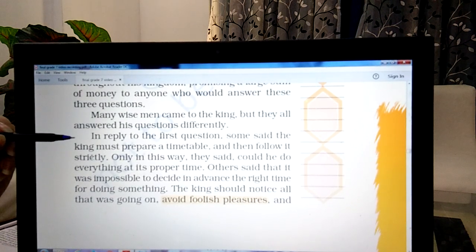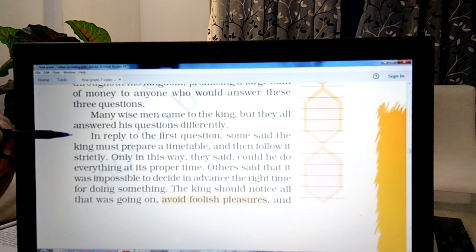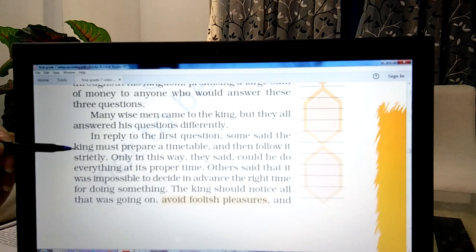In reply to the first question, some said the king must prepare a timetable, as we all have a timetable in our school, and some people have a timetable at home also and follow it strictly. What the wise men suggested was that after preparing a timetable, the king should follow it strictly. Only in this way, they said, could he do everything at its proper time. Others said that it was impossible to decide in advance the right time for doing something. Yes, sometimes we face situations where we have to take an on-the-spot decision.